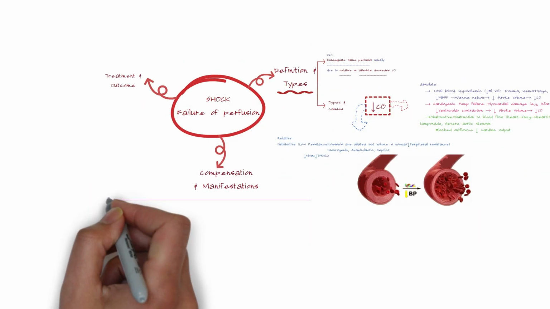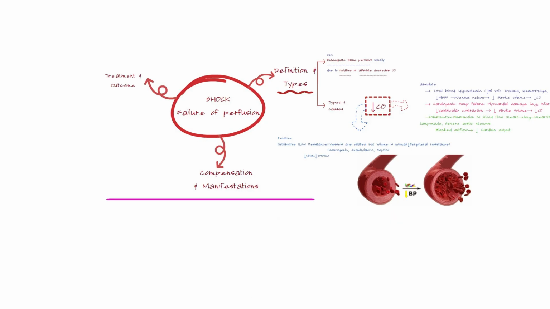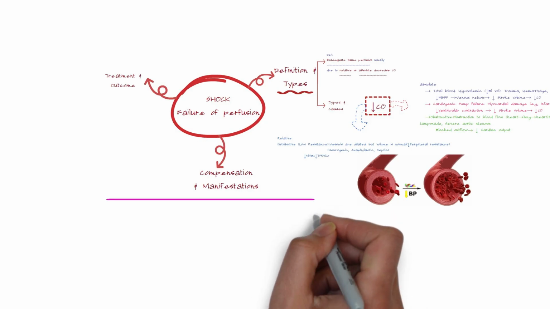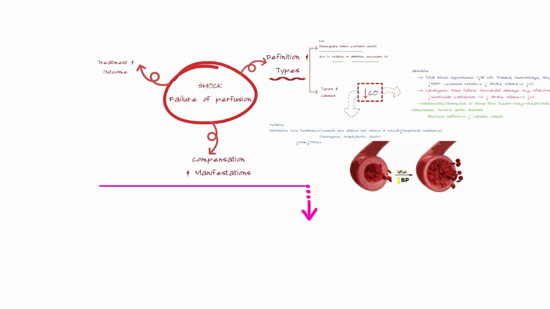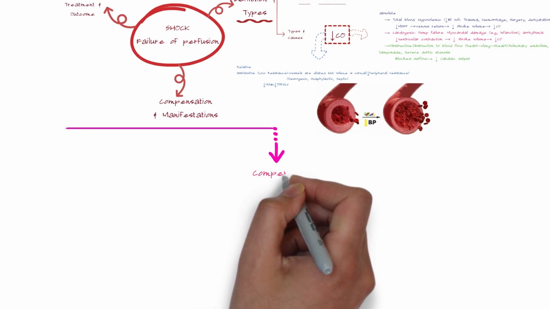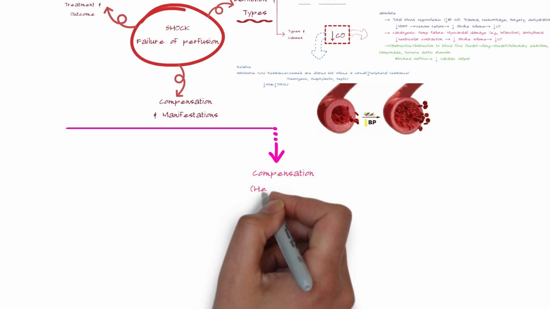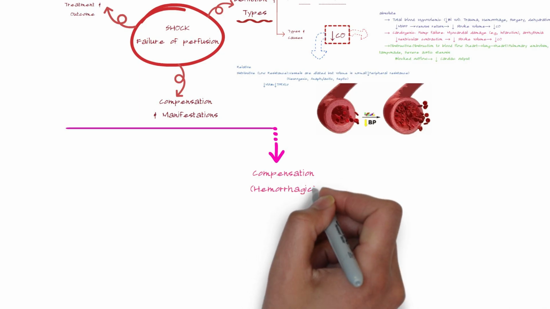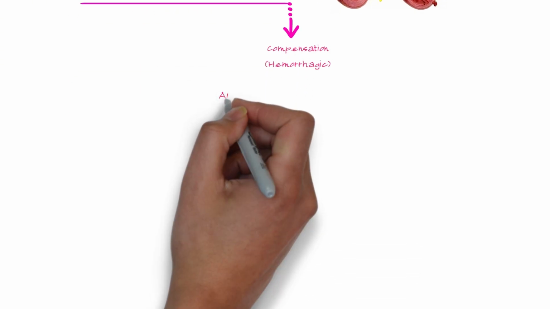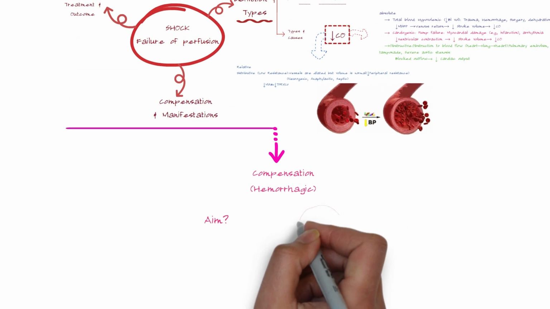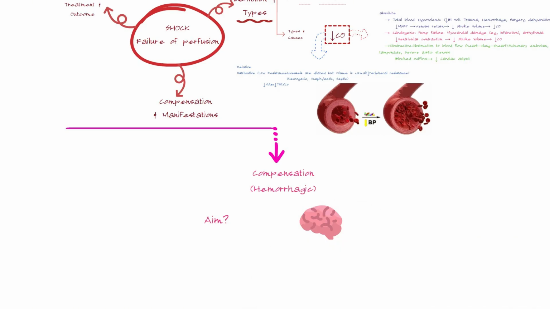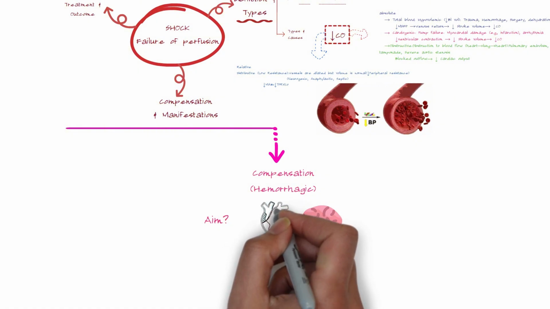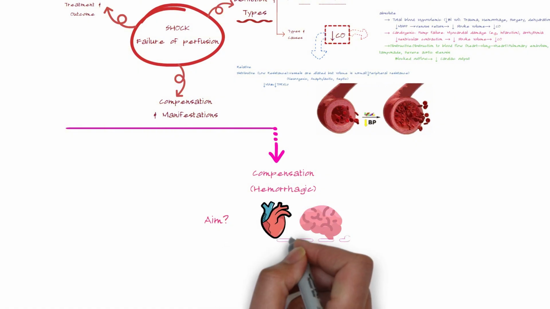And now let's move to compensation. Here we are going to talk about compensation of hemorrhagic shock. To understand this clearly, think of two main questions: what is the goal of the compensation, and how does the body achieve this goal? The goal of the compensation is to maintain the blood pressure and to preserve the flow to the vital organs, mainly the heart and the brain.